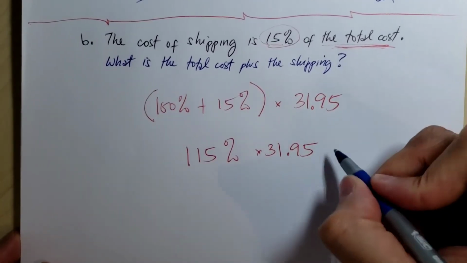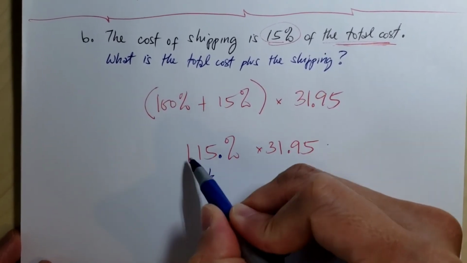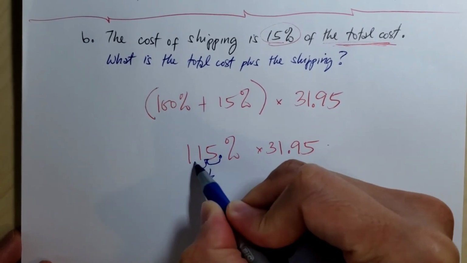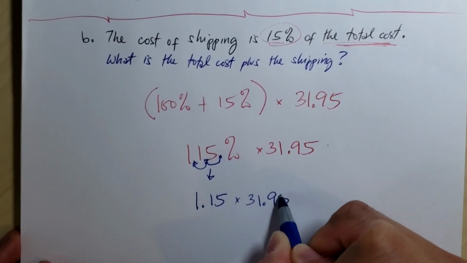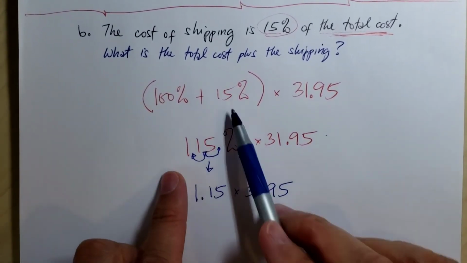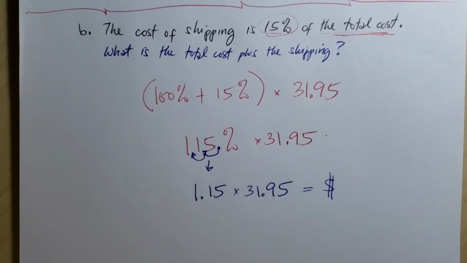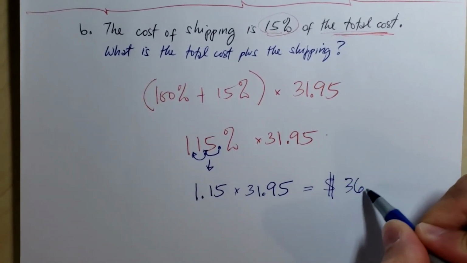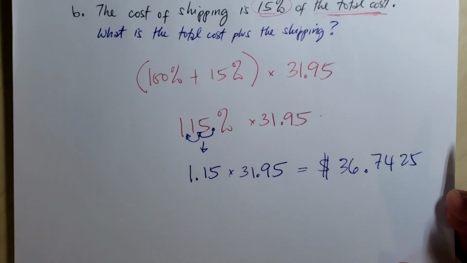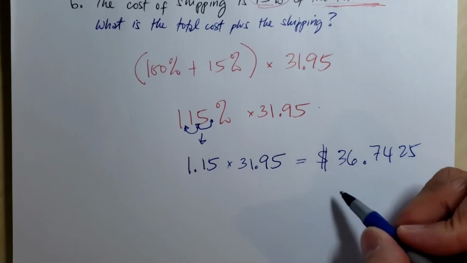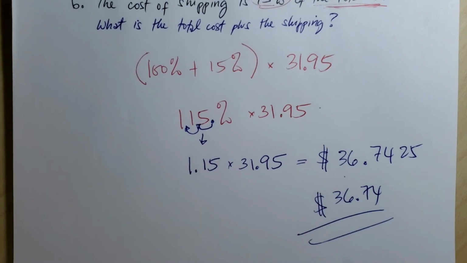Before multiplying, let's change this into a decimal value. We divide by 100, or we move this by 2 units to the left. So that gives us 1.15 times 31.95. Because 100% is 1, 15% more is 0.15, so 1.15. If you multiply that, you will get the answer of $36.7425. Now, if you were to round it off to the nearest hundredth, you get $36.74. So either or. Hopefully that helps.